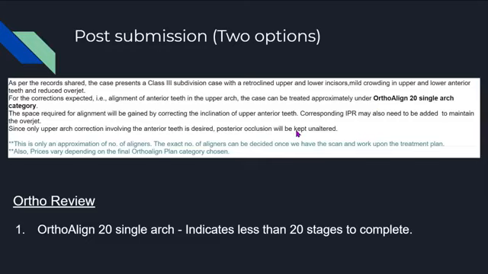More of the information will then be put in here. What can they possibly do? What do they need to do? Do they need to do IPRs? Do they need to do extractions? All of this will be put there, and we can see that the posterior occlusion will be kept unaltered. It's important for you to know the rough estimate of your OrthoAlign treatment, so the patient is also more aware of how long treatment is going to be and the possible cost of the OrthoAlign treatment.